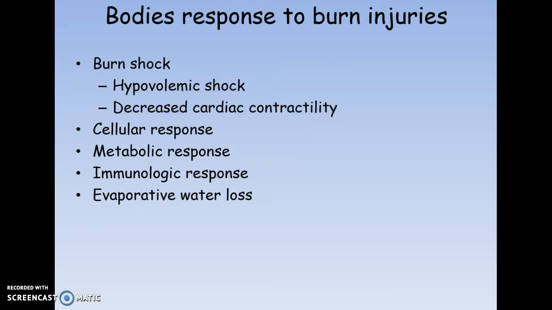Now, your body's response to burn injuries. There are quite a few different areas that we can look at to focus on how the body is going to respond. The first is burn shock, and that's going to take into account hypovolemic shock. That's going to lead to decreased cardiac contractility. Hypovolemic shock, also called hemorrhagic shock, is a life-threatening condition that results when you lose more than 20% of your body's fluid supply.